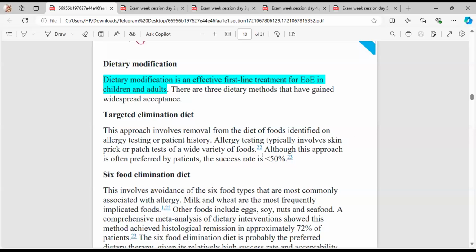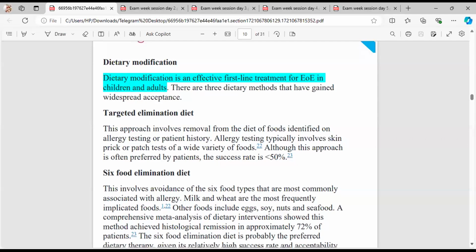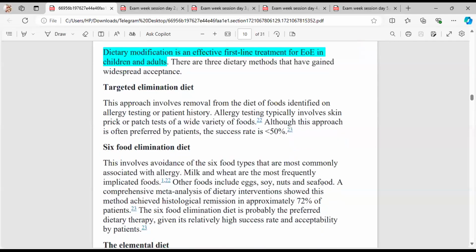Mostly the patient has the allergy with 6 foods: mostly milk, wheat, eggs, soya, nuts, and seafood. Mostly the patients have this allergy with these 6. I mostly saw patients who said that whenever they eat egg, they start symptoms related to asthma, like breathing problem and heartburn and all these things.